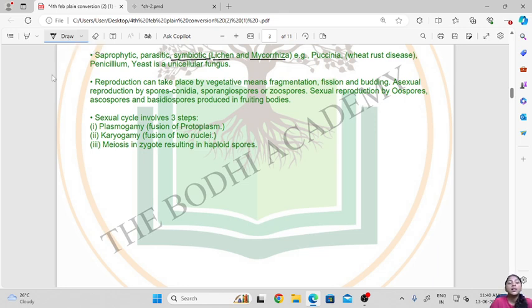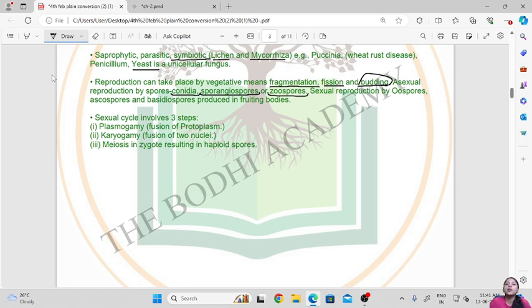Then the reproduction can take place by vegetative means, that is fragmentation, fission or budding. As we know, in yeast, budding is seen. Then asexual reproduction by spores or conidia, sporangiospores or zoospores. So the asexual reproduction in fungi is through spores, and these are called in different organisms conidia, sporangiospores or zoospores.